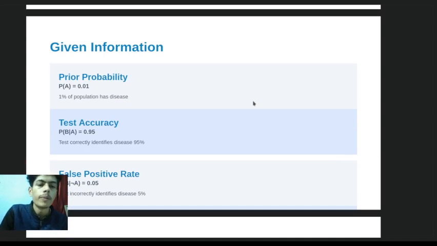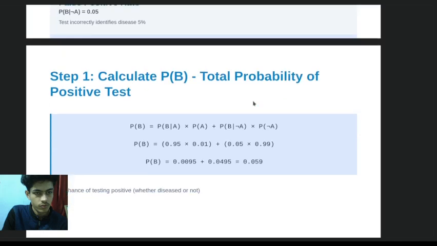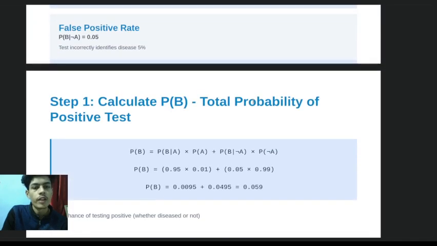Now the prior probability is 0.01, the test accuracy is 0.95, and the false positive rate is 0.05. Now we are calculating P(B), the probability of B. The total probability of a positive test is P(B) equals P(B|A) times P(A), plus P(B|not A) times P(not A). Now we have calculated and got an answer of 0.059. It means there is a 5.9% chance of testing positive, whether with the disease or not.